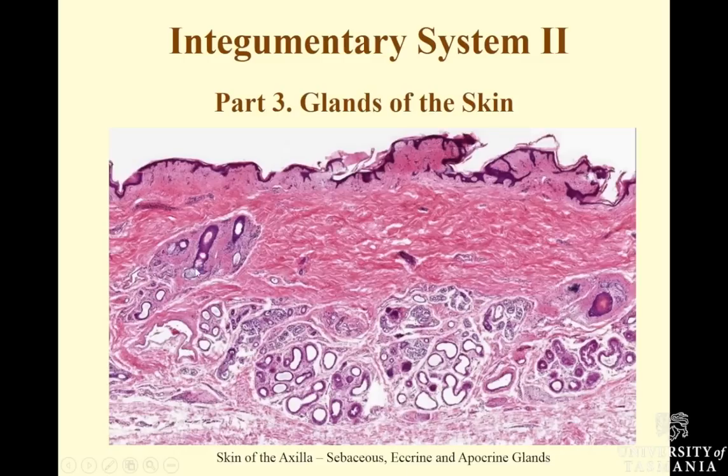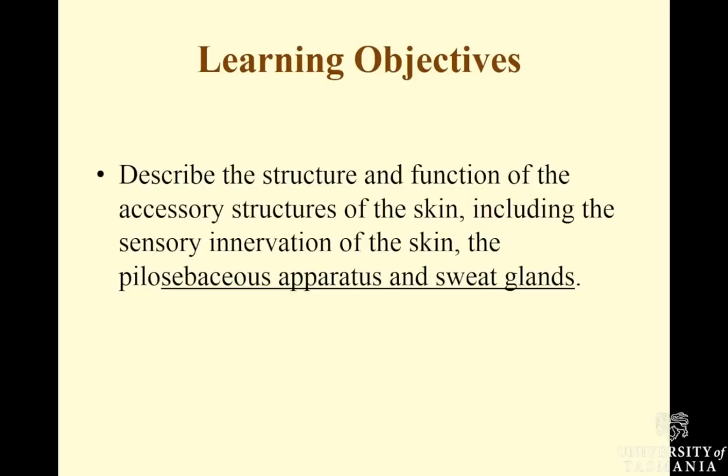So we've got some sebaceous glands, which are coming off these glancing sections through the hair follicles. We've got some eccrine sweat glands. You can see them scattered throughout. And then we've got these apocrine sweat glands, the ones with the big lumen. So we'll talk about them, how to identify them, and what their structure and function is in a bit more detail. So the learning objectives for this relate back to the other one which we looked at, this time focusing on the pilosebaceous apparatus, or the sebaceous component of it, and of course the sweat glands.